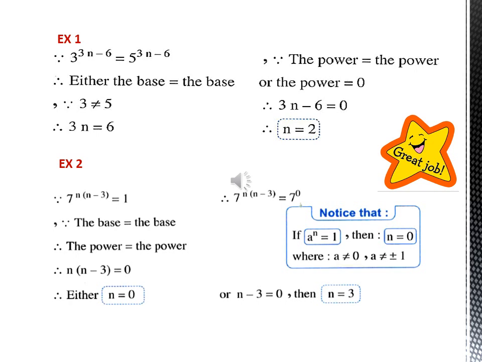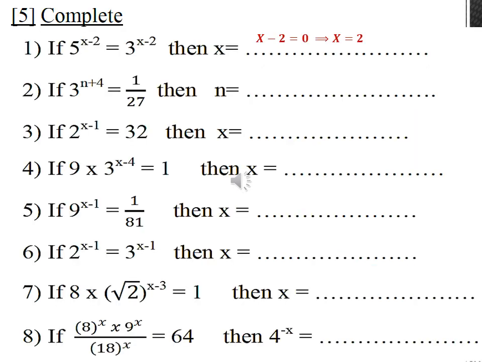Also, for example 2, if we have 7 to the power n times (n minus 3) equal 1. If you find 1 in the other side of the equation, that's meaning 7 to the power 0. And we can solve the equation also in the same way, to take this n times (n minus 3) equals 0 and solve the equations, and we will find n equal 3.